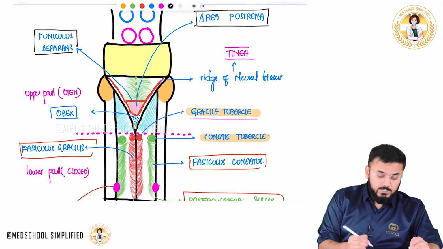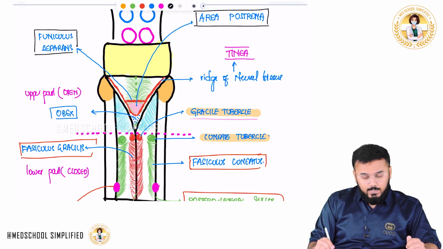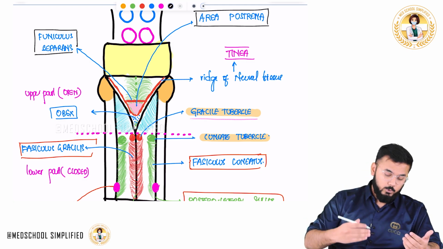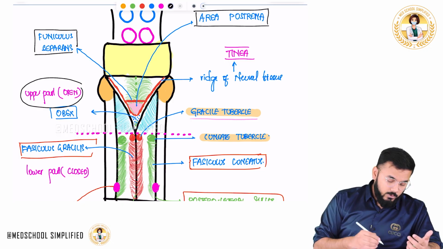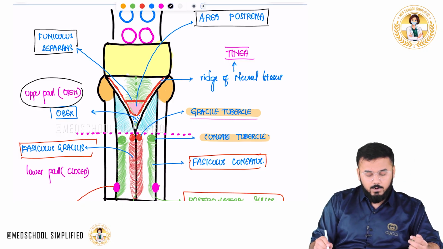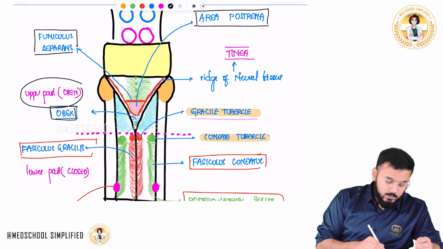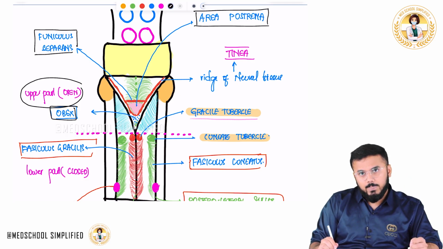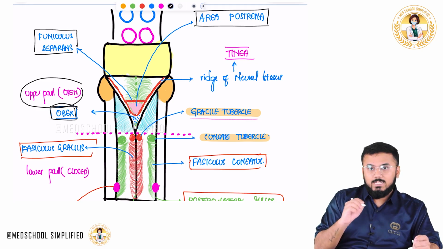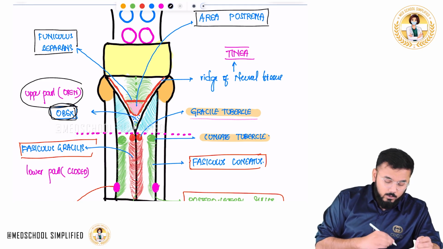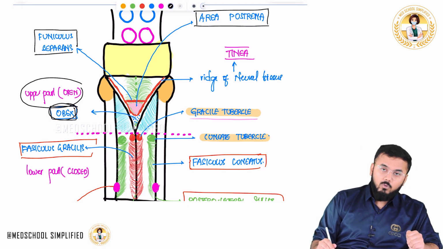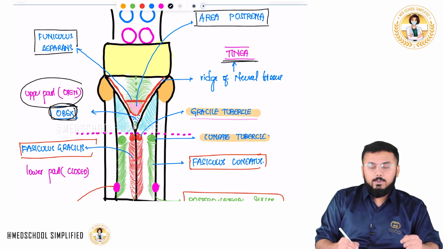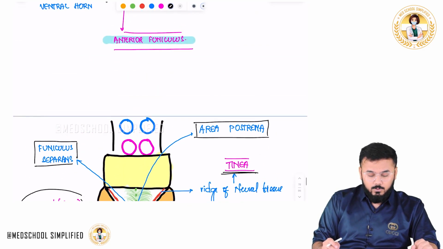If someone asks you where area postrema is present, what will you tell? Area postrema is present within the central canal, on the posterior aspect, exactly where you can see the upper part of the medulla oblongata. Area postrema is a triangular area located above the obex, and it is formed by your funiculus separans and also by tinea. Clear, all of you?